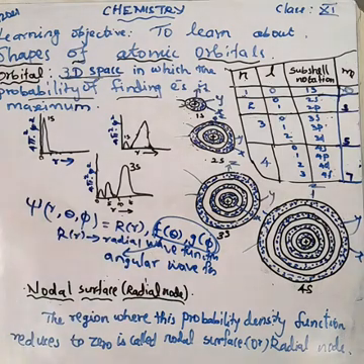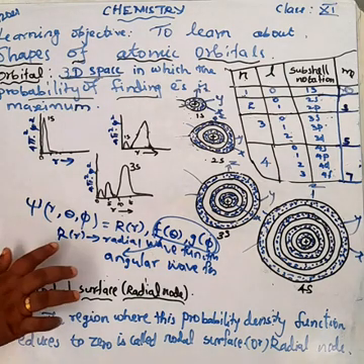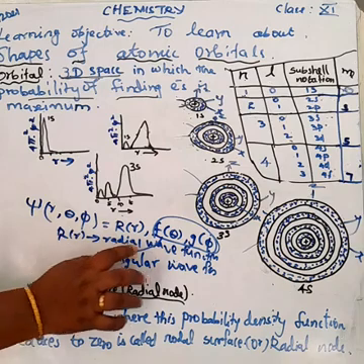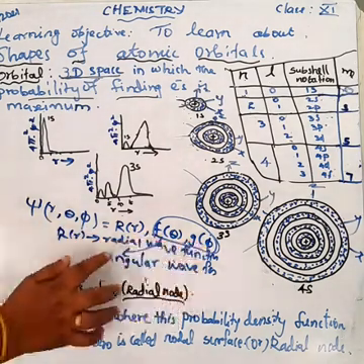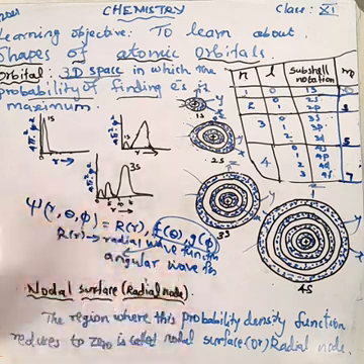Okay, understood? The R represents the radial wave function, and f of theta and g of phi represent the angle. So it represents the angular wave function.